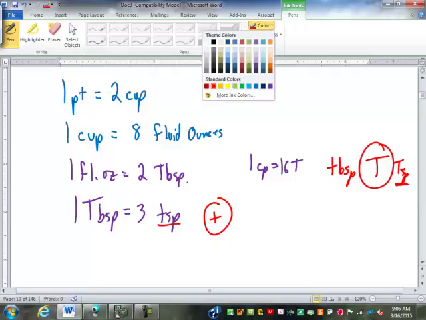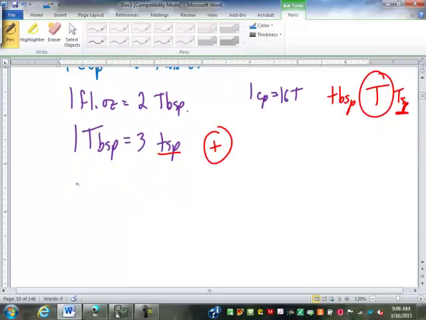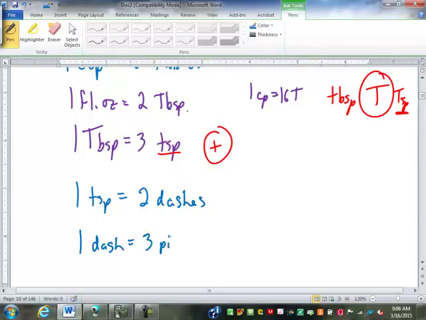Smaller than a teaspoon, there are units that a lot of people don't think are real. But 1 teaspoon contains 2 dashes. 1 dash contains 3 pinches. And 1 pinch is 2 smidgens.